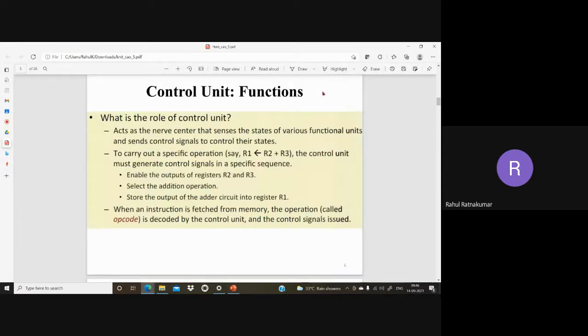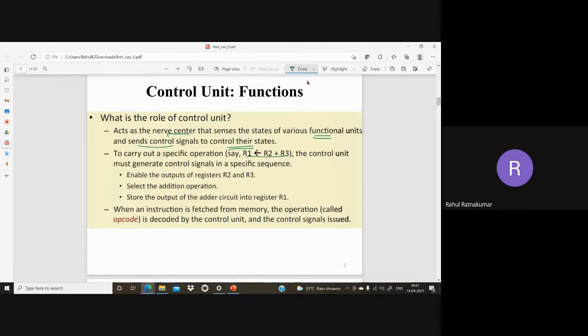What are the functionalities of a control unit? The control unit, as we discussed, is going to manipulate or control the executions happening within the data path, or ALU. So the control unit acts as a nerve center because it is controlling and coordinating. It senses the status of various function units and sends control signals to control their states, to carry out a specific operation.